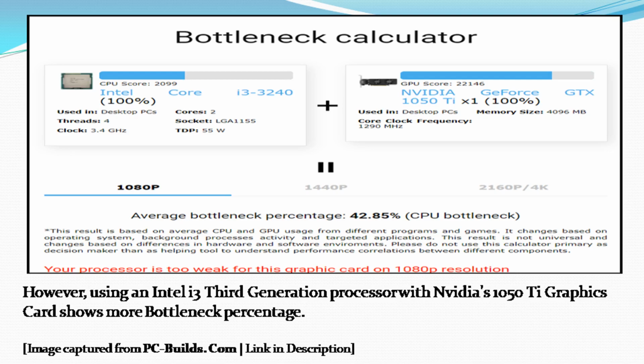However, using an Intel i3 third-generation processor with NVIDIA's 1050 Ti graphics card shows more bottleneck percentage.